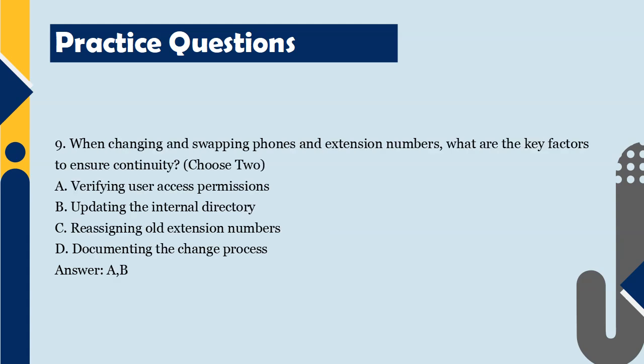9. When changing and swapping phones and extension numbers, what are the key factors to ensure continuity? Choose 2. A. Verifying user access permissions. B. Updating the internal directory. C. Reassigning old extension numbers. D. Documenting the change process. Answer: A, B.